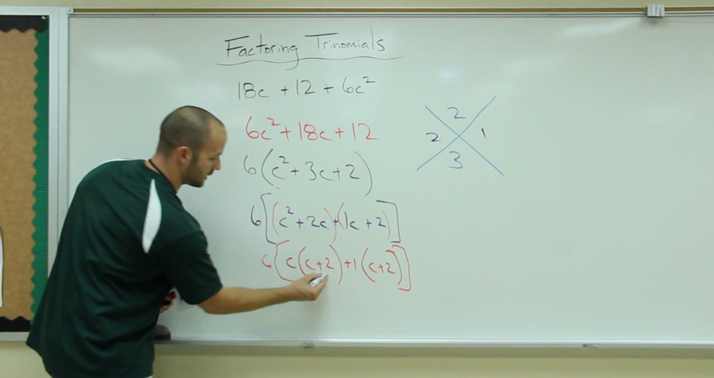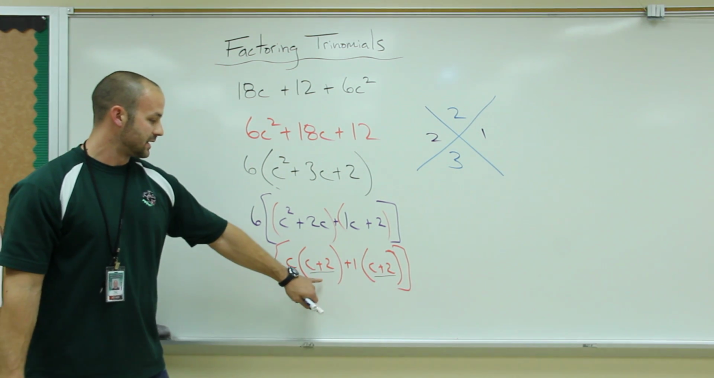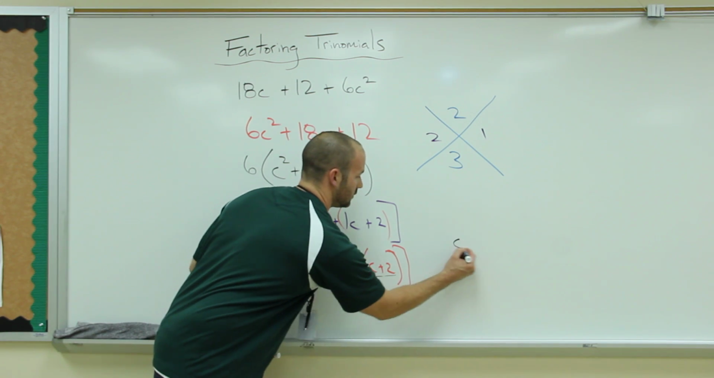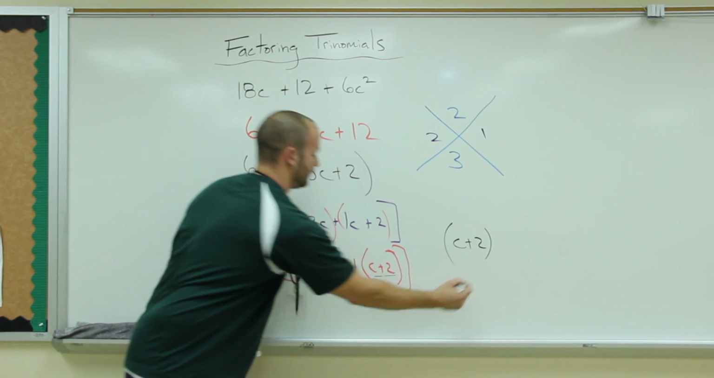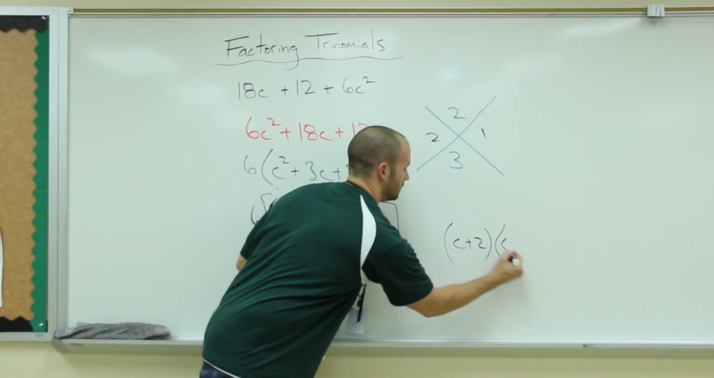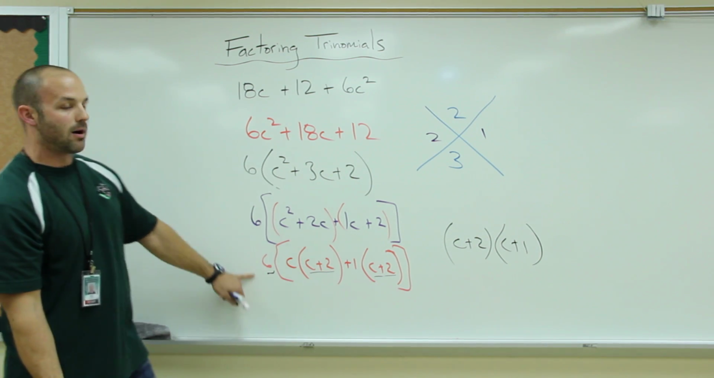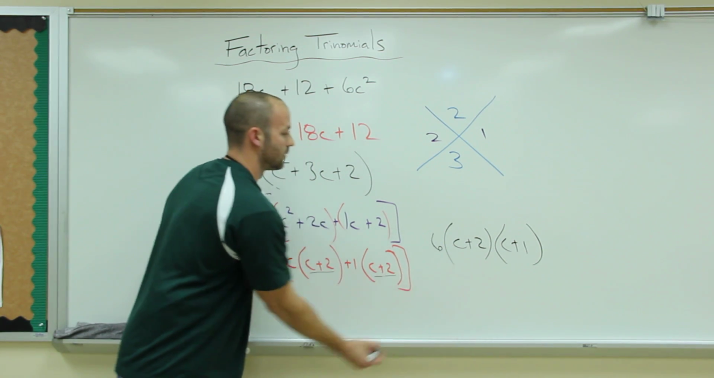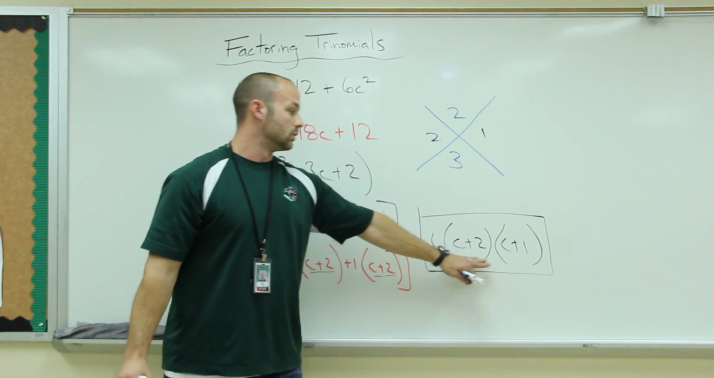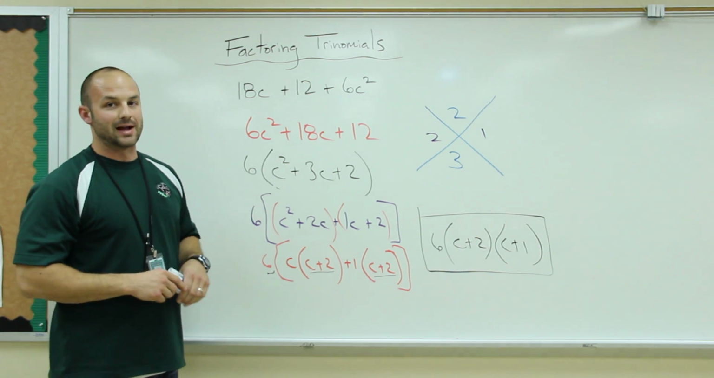At this point, you recognize you've got matching binomials, so your factoring technique has worked. You've been successful in factoring by grouping. So if I factor out the c plus 2, what I would have left is a c and a positive 1. And again, the 6 continues to follow the problem from the very beginning and remains right there outside. So we have an answer of 6 times the quantity c plus 2 times the quantity c plus 1. So there's an example of using multiple factoring techniques.